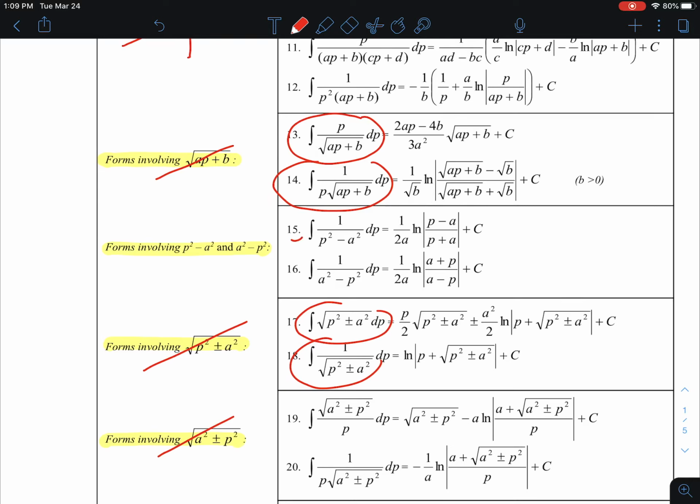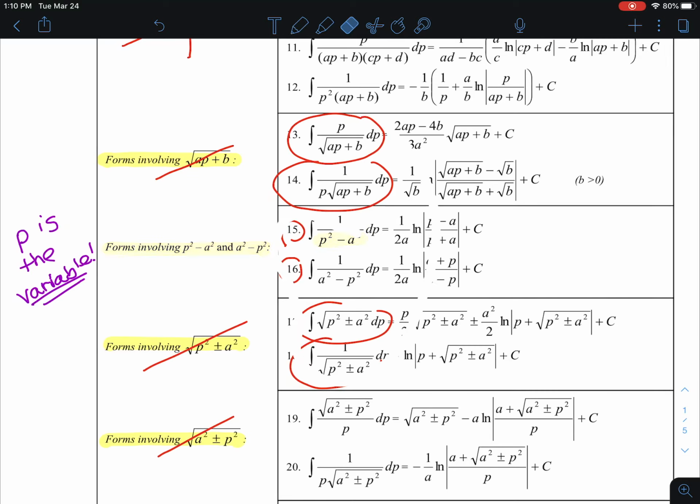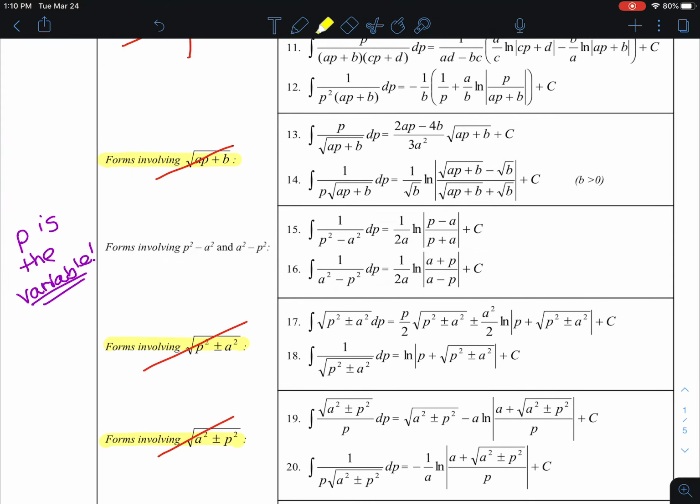Now you'll notice for formula 15 and formula 16, the denominator is either a variable squared minus a constant, or the reverse. The a's in these formulas are constants. A's, b's, c's in these formulas are all constants. The p is your variable. I'm going to write that down here off to the side: p is the variable. Let me declutter this a little bit. I think we've narrowed it down to this box.